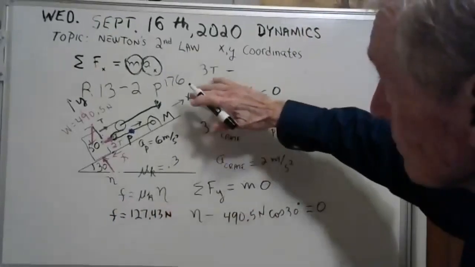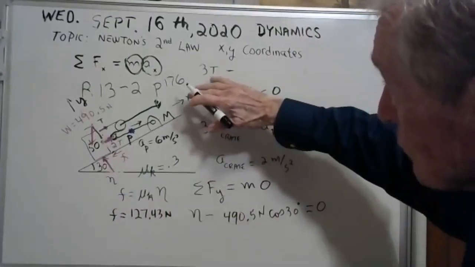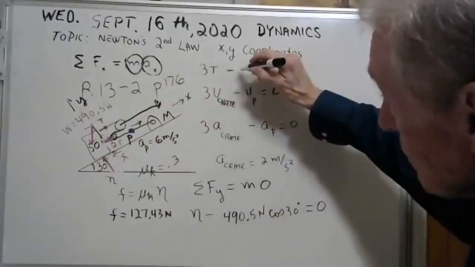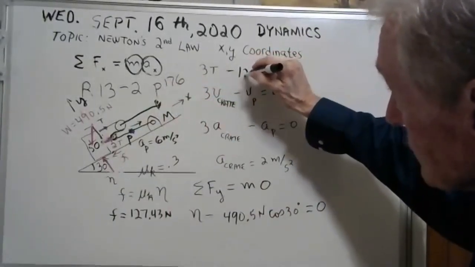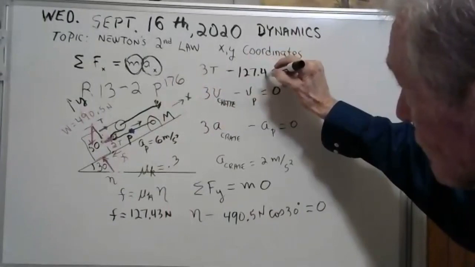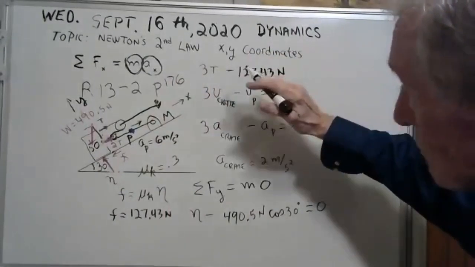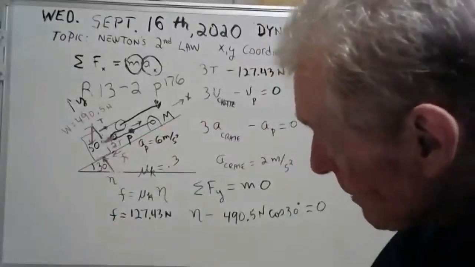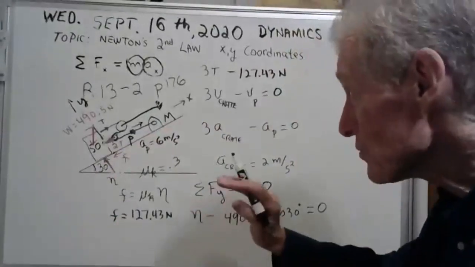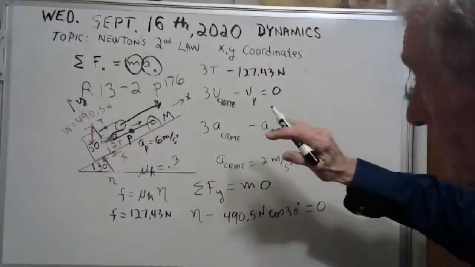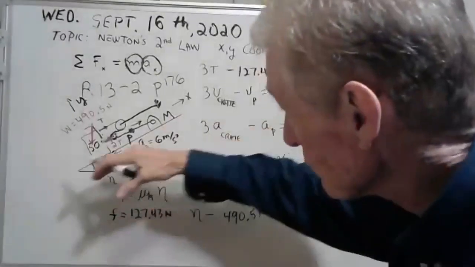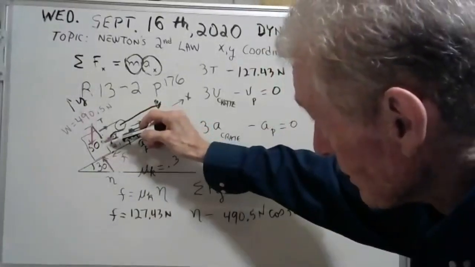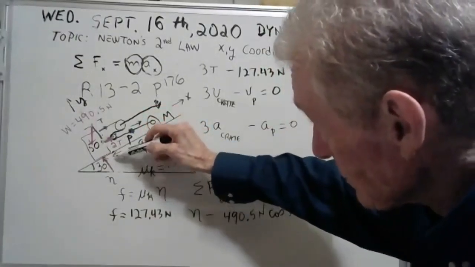Now we're going to write Newton's second law. Now we got 3 T's pulling it up the hill. We have the 127.43 newtons of friction that's trying to push down the hill. But there's one other force. There's actually 3 forces in the x direction. The 3T is in the x direction. The friction's in the x direction.